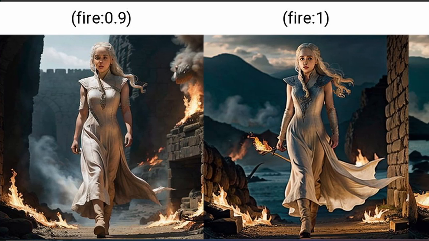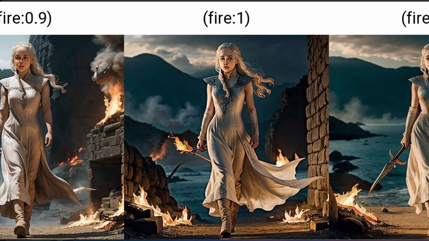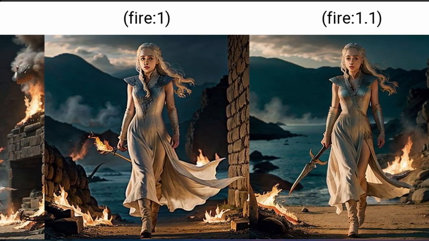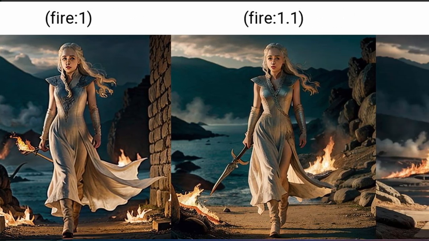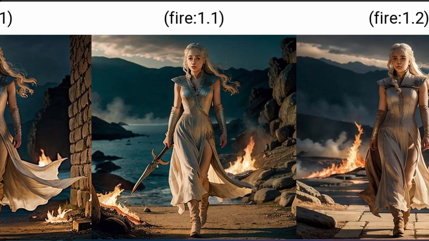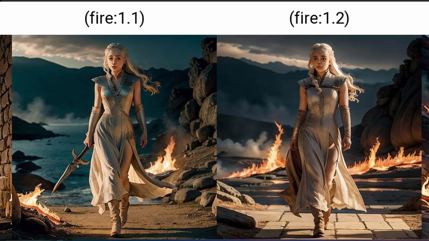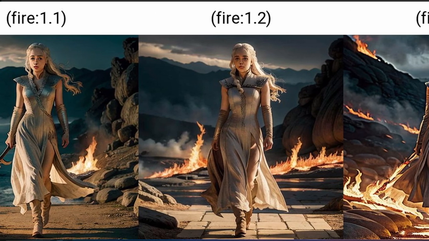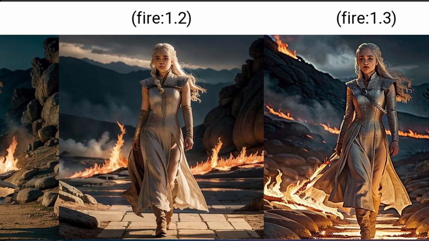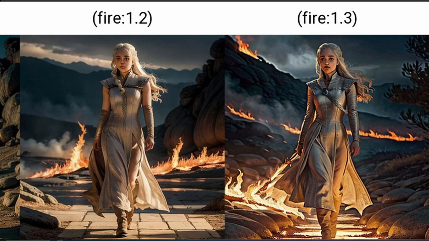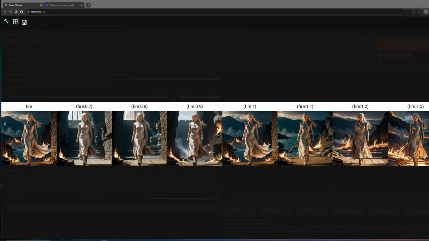And then a weight of fire 1 actually takes the background away and adds some fire into the background. Fire 1.1, 1.2, and then 1.3. We're getting more and more fire and those fire colors in our image. And as you see, fire with a weight of 1 is the same as fire without any weighting on it at all. It's the same image. It's just a different way of writing the same prompt.